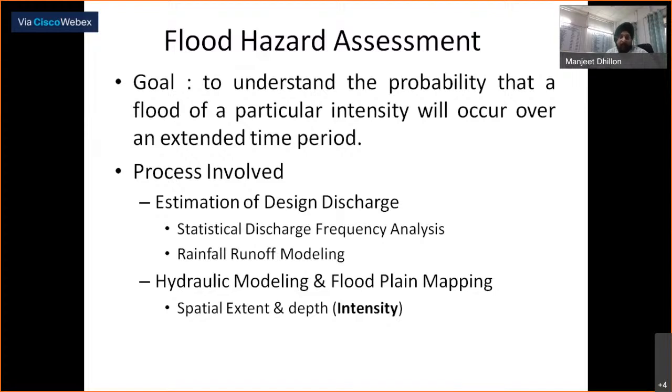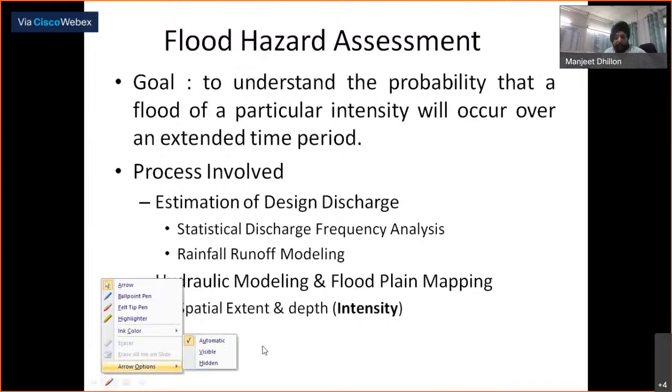This is basically hydrodynamic modeling, which may be 1D or 2D. 1D modeling means we take only cross sections of the rivers and see what the flood extent will be. If, for example, the floodplain is very big, we resort to 2D modeling. That means we see the flow along the direction of the flow as well as perpendicular to it, along the floodplains.